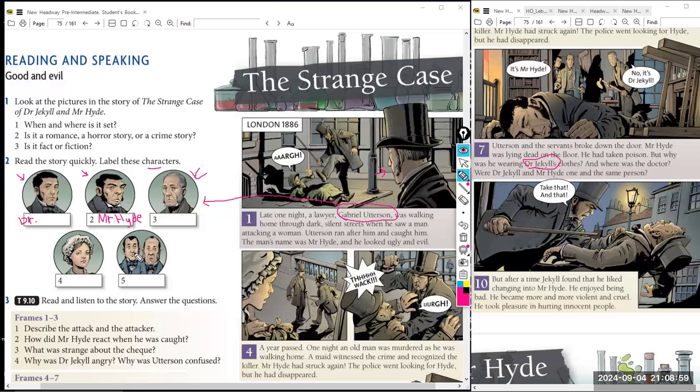So Gabriel Utterson. Now, who is this? Yes, this is it. Witness, who is a maid. So the maid who witnessed the crime of Mr. Hyde.